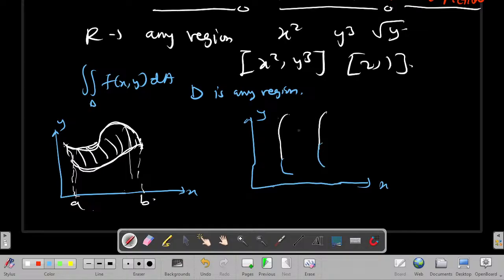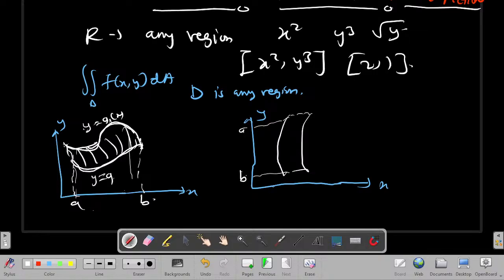So with that in mind, now let me put this. I'm having something like this. I'll trace this to my Y. This is now my function Y, which is equal to G1 of X, and my function Y, which is equal to G2 of X. This here is my function X, which is equal to H2 of Y. This is my function X, which is equal to H1 of Y.